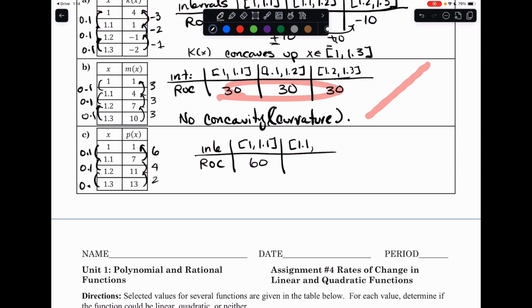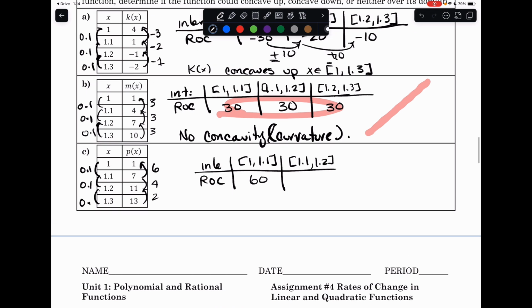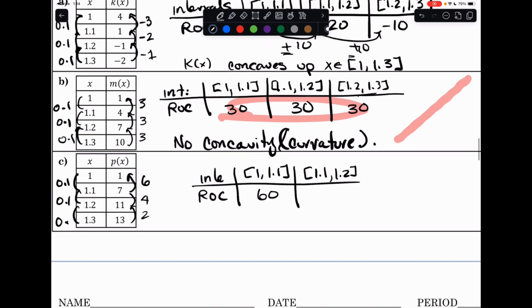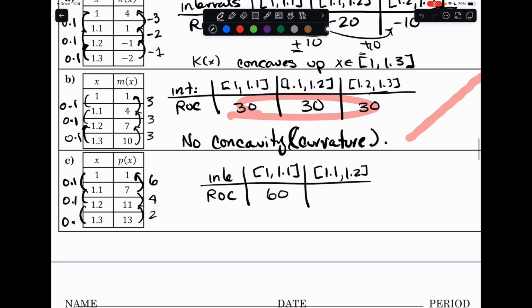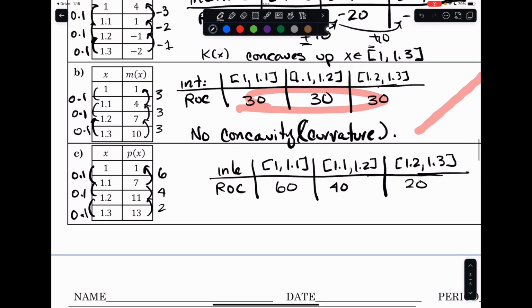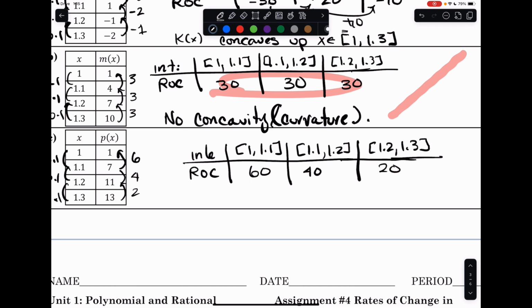1.1 to 1.2. Let me zoom in here. We have a change of 4 divided by 0.1, that's 40. And then from 1.2 to 1.3, we have a change of 20. So obviously this does have a curvature because it's not a constant rate of change, but we're going down. These numbers are decreasing by 20. So it's a quadratic. It could possibly represent a quadratic that's concaving downwards.